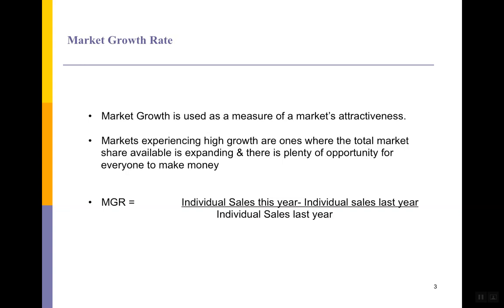Now the next question is how you will calculate the market growth rate. To calculate the market growth rate, here is the formula. MGR is equal to individual sales this year, that means the current year, minus individual sales last year, upon individual sales last year. So you are able to get the market growth rate for your respective companies. Let's move to the next slide.